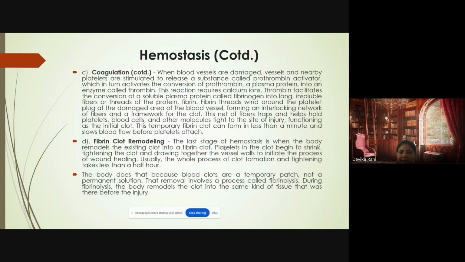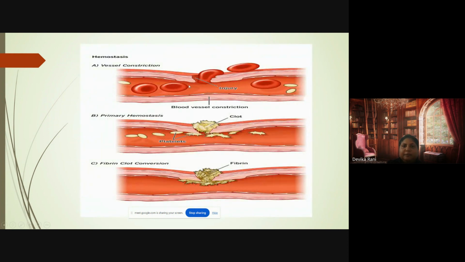That removal involves a process called fibrinolysis. During fibrinolysis, the body remodels the clot into the same kind of tissue which was there before the injury. If you could see, first initially the vessel undergoes vasoconstriction, then primary formation of the clot, then the fibrin clot forms, and then slowly after this, fibrinolysis will happen, which will ensure that the tissue will be formed like the way it was before.